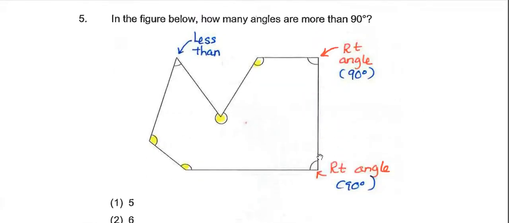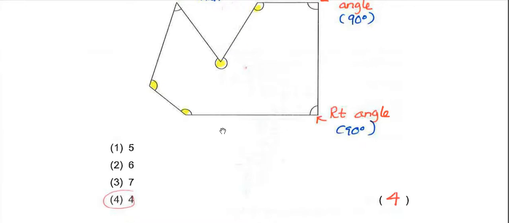Over here in the figure below, how many angles are more than 90 degrees? If you use your ruler, place it at the corner here. This is exactly 90. This is definitely smaller than 90, and the rest are more than 90. So the answer is 4. There are 4 of them: 1, 2, 3, 4. Next.